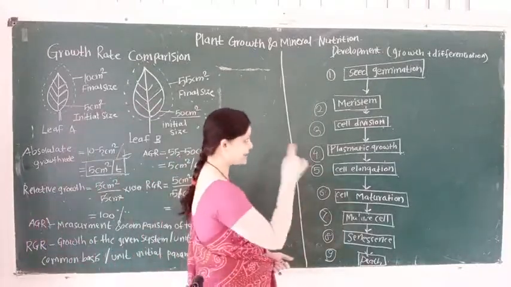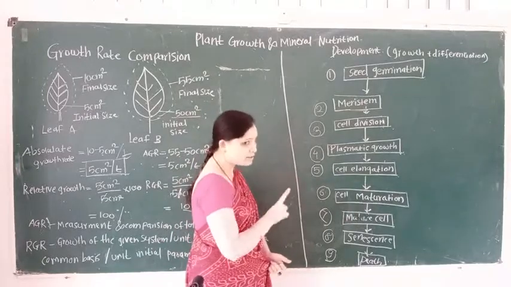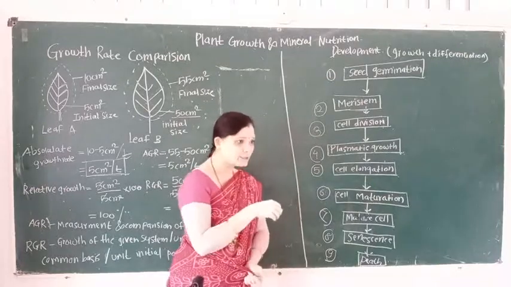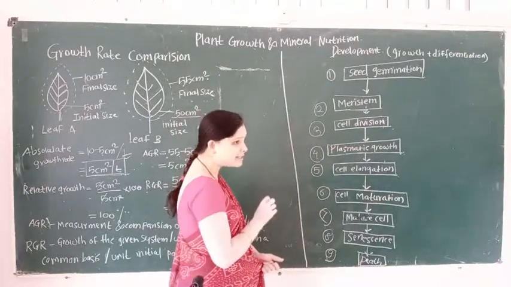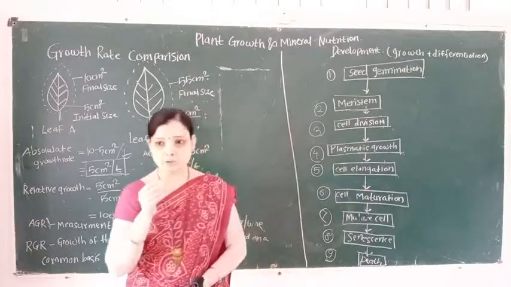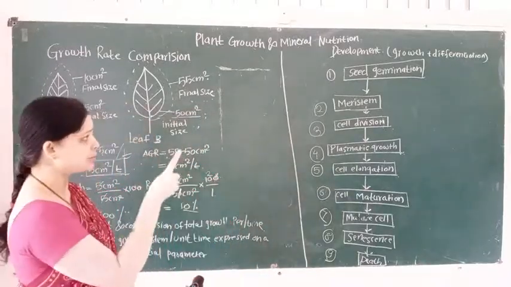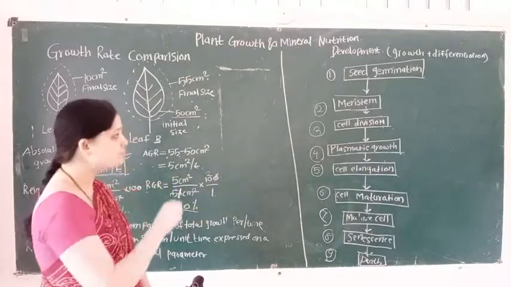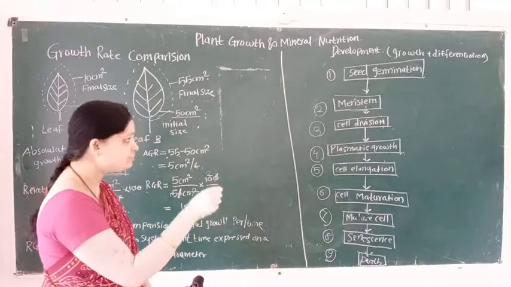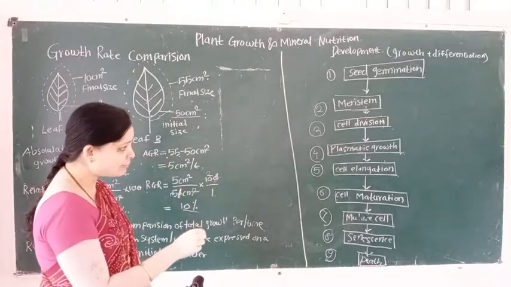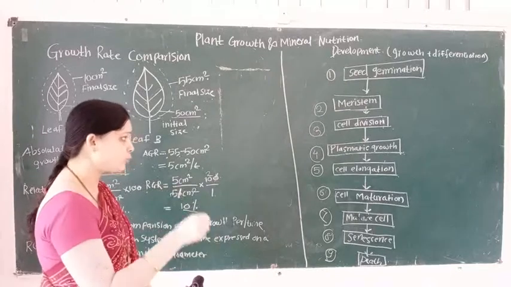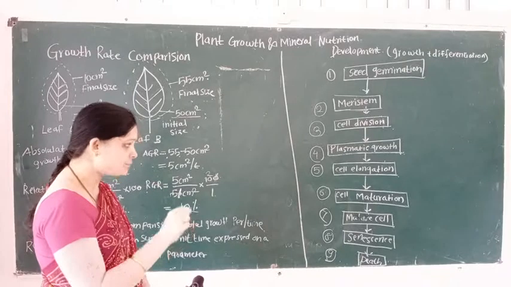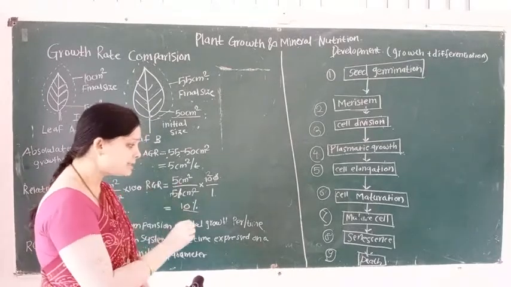First is seed germination. After seed germination, a seedling forms, and in this seedling special plant tissues are present. These plant tissues are known as meristematic tissue. Meristematic tissue has the ability of cell division. Then plasmatic growth takes place. After plasmatic growth, cell elongation takes place. Then cell maturation. Then the mature cell, senescence and death.